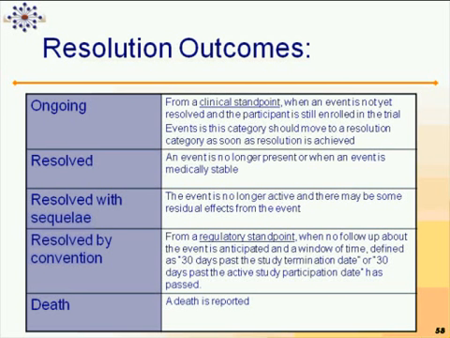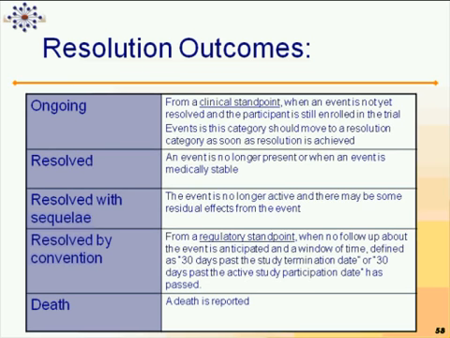Within the CTN, you've got several options for resolution. You can resolve an event when an event is no longer present or when it's medically stable. You can resolve an event with sequelae if, for instance, the event is no longer an acute one, but there may be some residual effects from the event. You can also resolve it by death. As I mentioned before, that is definitely an outcome.